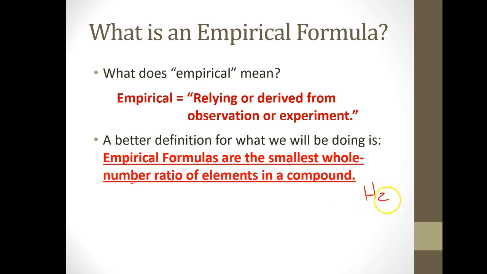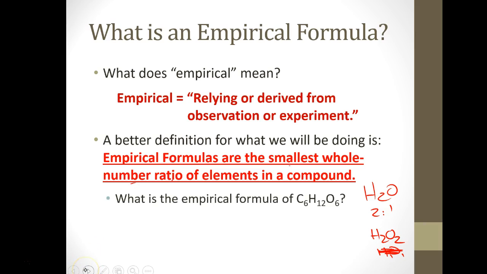For example, water has a ratio of 2 to 1, hydrogen to oxygen. That is the smallest ratio, but hydrogen peroxide actually has a ratio of 2 to 2. So the empirical formula of hydrogen peroxide is really HO, where it's a 1 to 1 ratio. Okay, H2O2 is what's referred to as a molecular formula, and we'll get to that later.